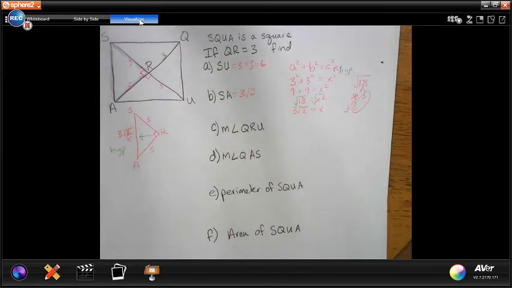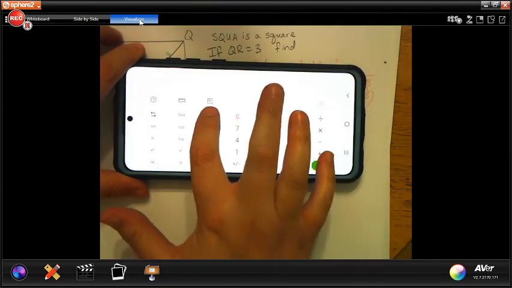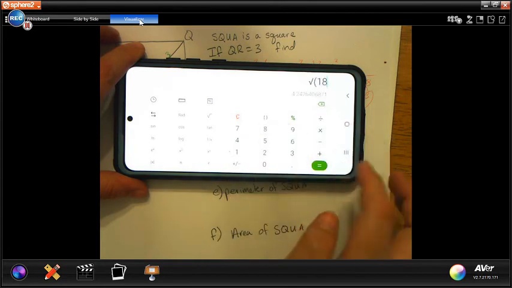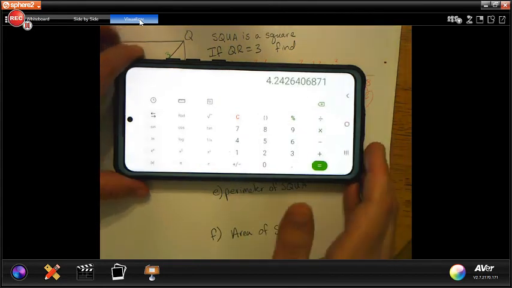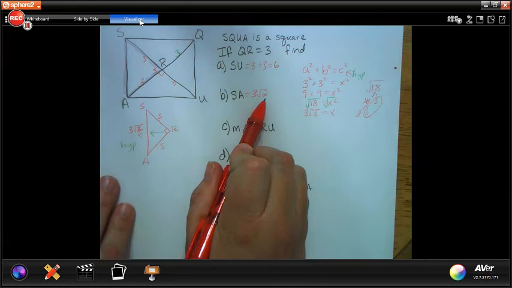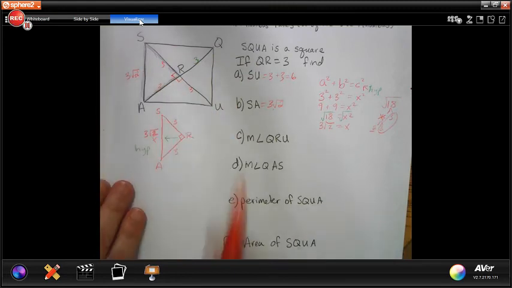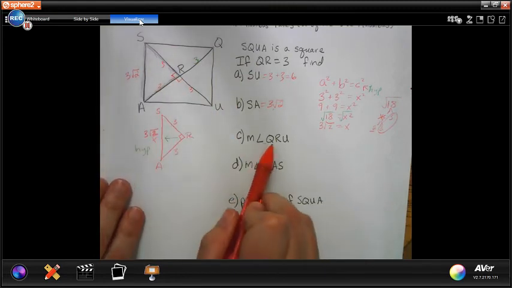If the problem asks for the nearest tenth or the nearest hundredth, then you just put it in your calculator. On my calculator, I would just do the square root of 18, equals, and then I would have my nearest tenth. So you just have to adapt for whatever kind of calculator you have. That's how I do it. So now I know SA is 3 radical 2. Okay, I'll put that here. 3 radical 2.